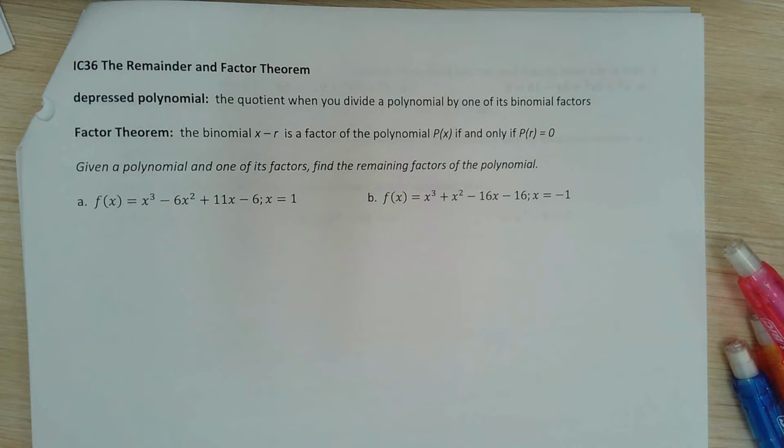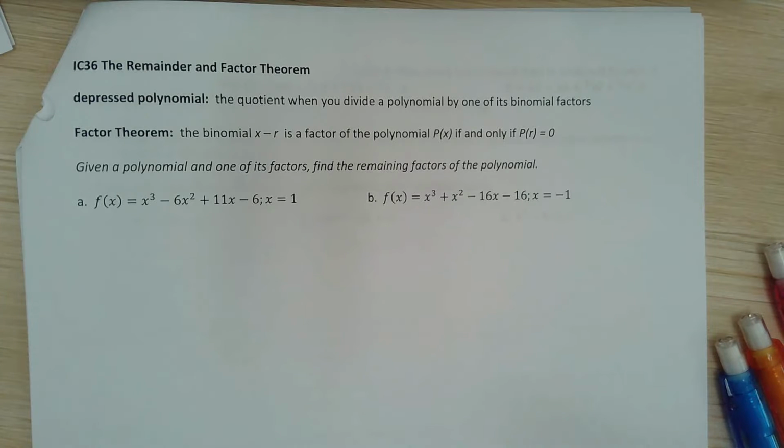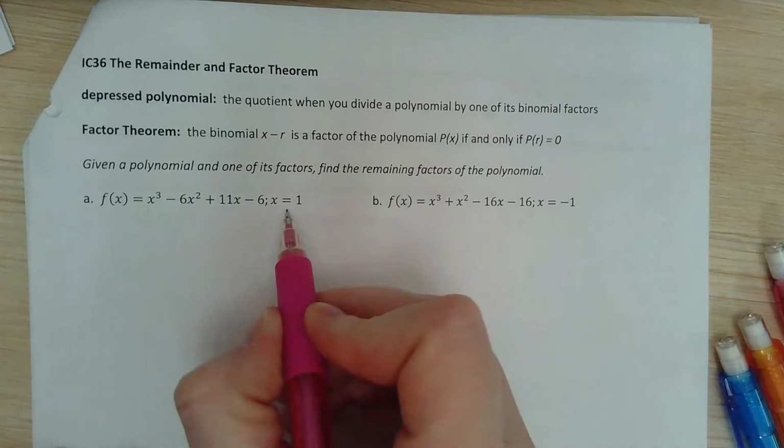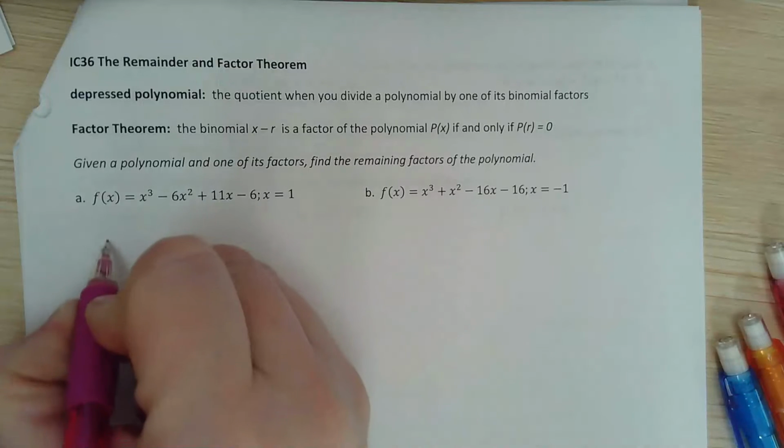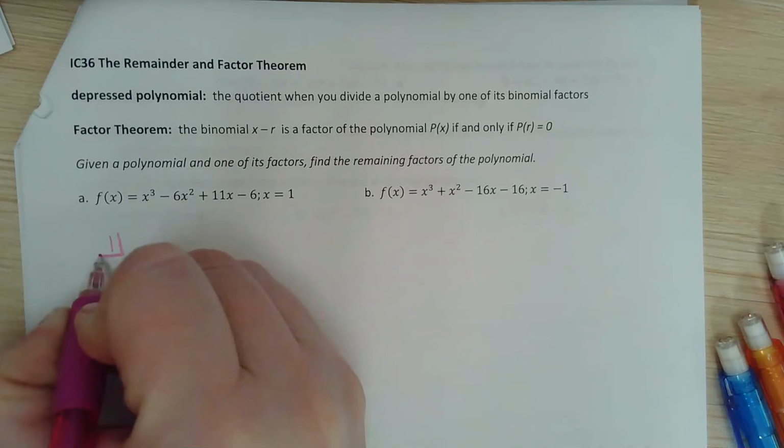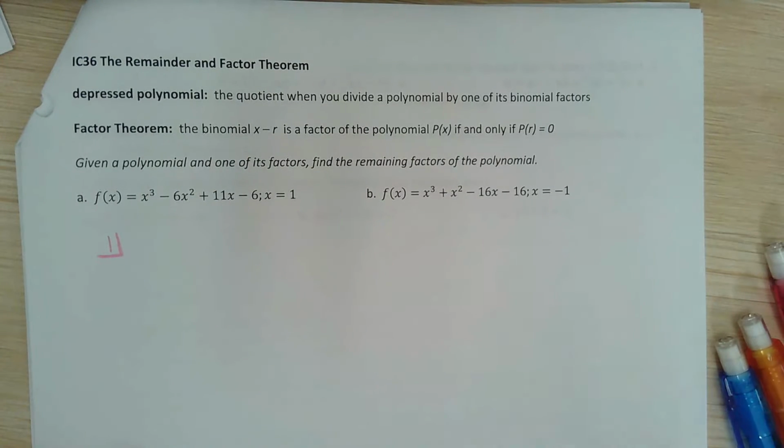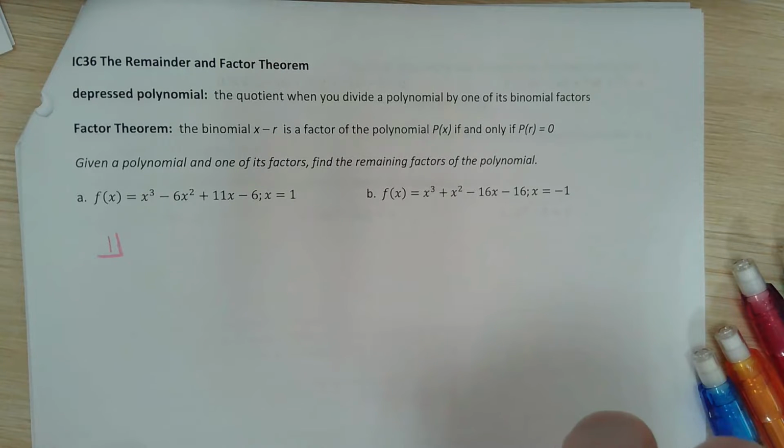This video is over in class 36, which is the remainder and factor theorem. What we're going to do is find the answers to polynomials by finding a solution. So the first thing we're going to do is review how to do synthetic division. When you know an answer, that answer is actually what goes in the box. So 1 is in the box, and we're going to divide it into this polynomial. Using synthetic division is the quickest.